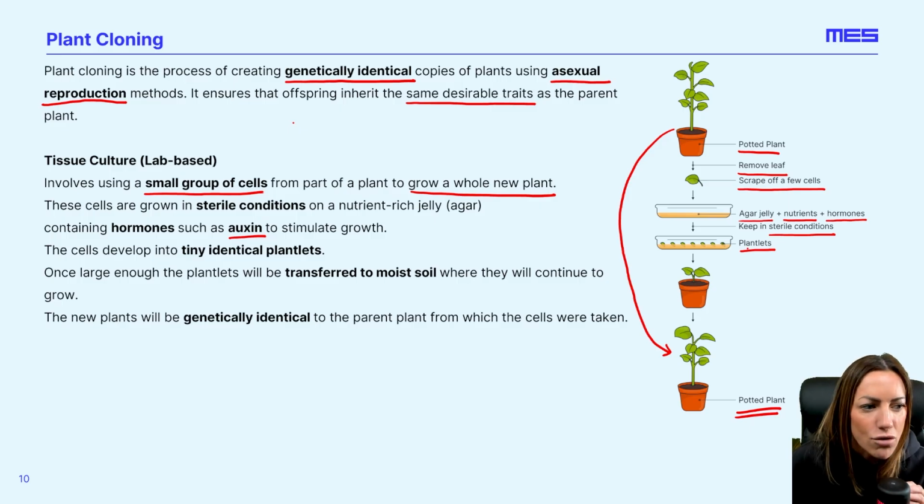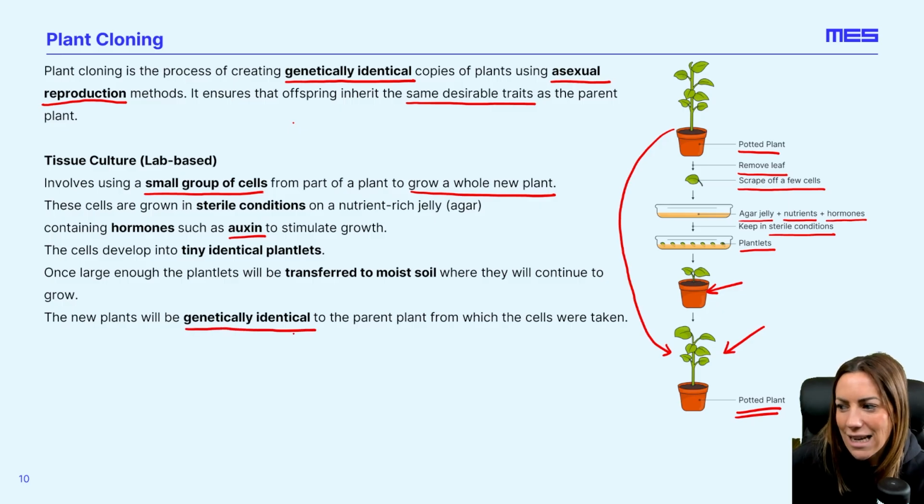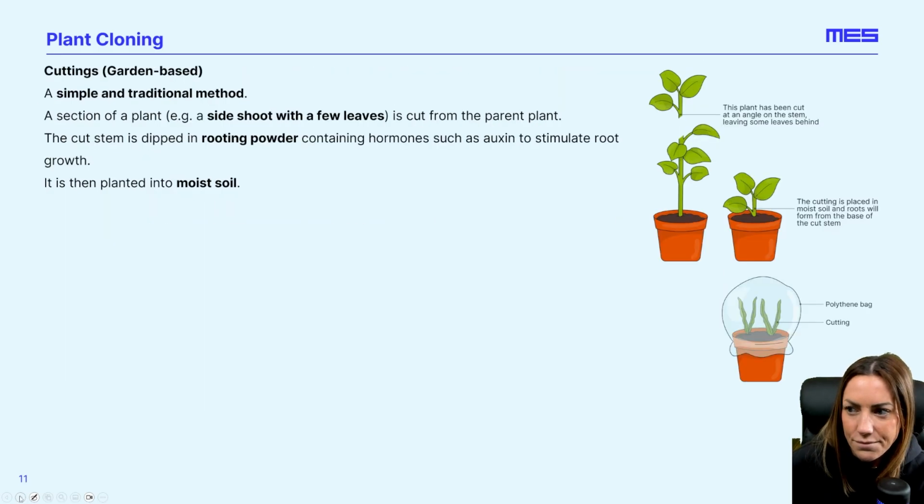Once they're big enough and strong enough, they're transferred into soil, which obviously you need to water. The soil is moist. They'll continue to grow, and then you'll get a whole new plant from just a small group of cells from the parent plant. And the new plant will be genetically identical to the parent plant from which the cells were taken. Now, the second method is called taking cuttings. This is a more simple and traditional method that you could even have a go at doing yourself, or you may have done in school.